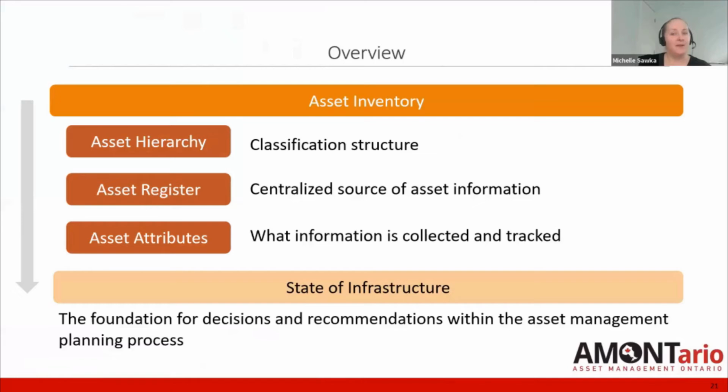So for any green infrastructure assets you're responsible for, the first step of the process will be to build an inventory. And when it comes to building an inventory, there are three main components, just like any asset. You have your asset hierarchy, which is your classification structure. And then you have your asset register, which is the centralized source of asset information. And then finally, you have your asset attributes. So this is what information is collected and tracked for each asset. So all of this combines to inform your state of infrastructure reporting. The inventory and the resulting state of infrastructure really provide a foundation for the decisions and recommendations within the rest of the asset management planning process.